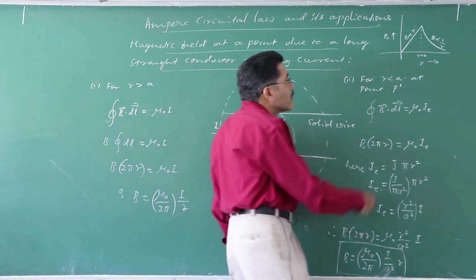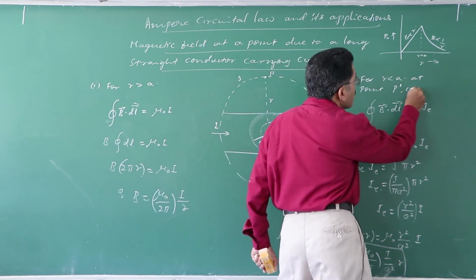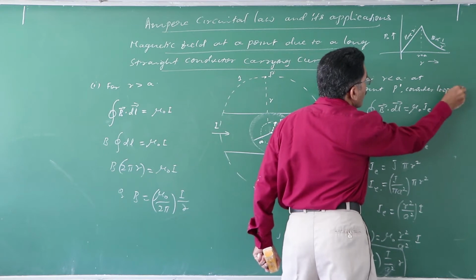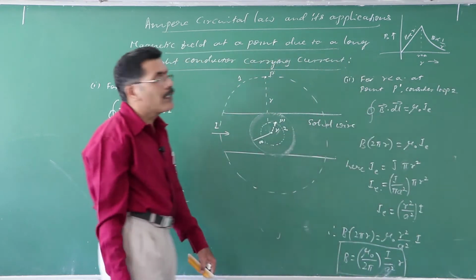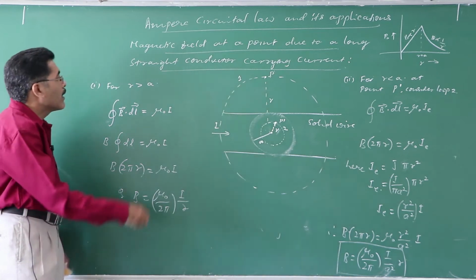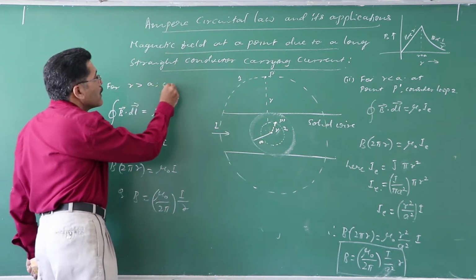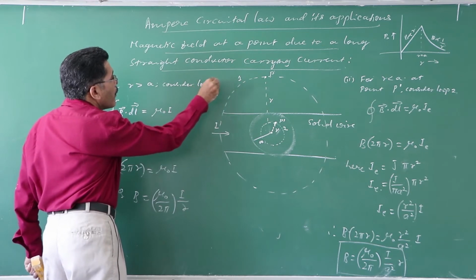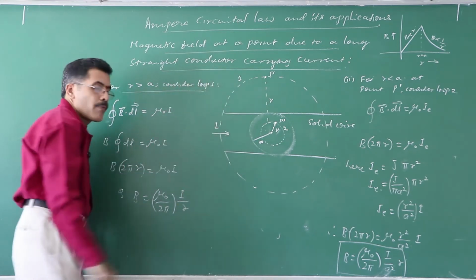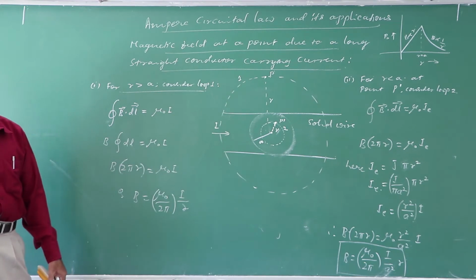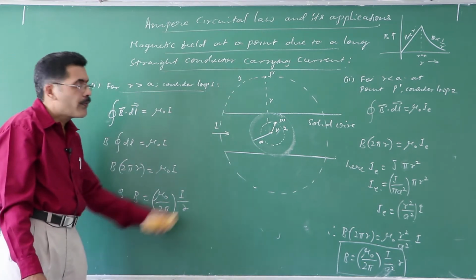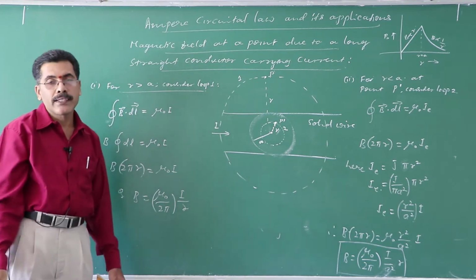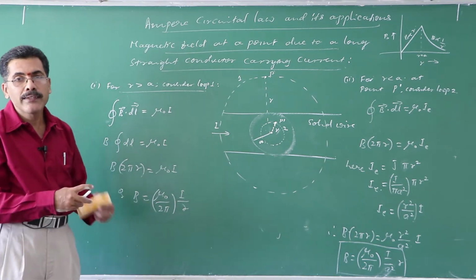Consider loop 2. Here we consider loop 2, and here we consider loop 1. Have you got it? In this way we can understand how the magnetic field varies with distance, inside as well as outside.